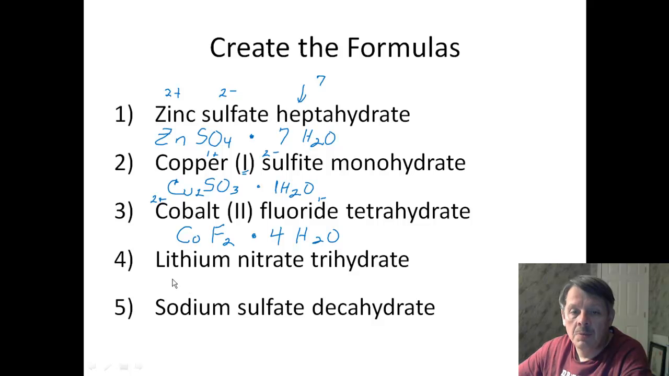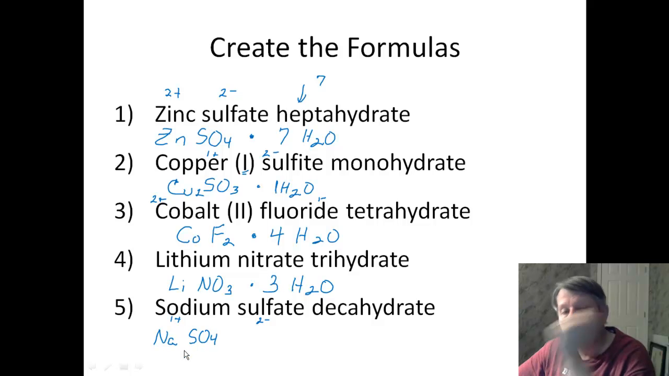Right, lithium nitrate. Lithium is Li, nitrate is NO3. Lithium is a +1, nitrate has a -1, so they cancel each other out. Times 3 waters. That's your trihydrate. And then sodium is Na, and sulfate is SO4. But SO4 has a 2- charge, and sodium has a 1+ charge. So when I crisscross them, I get Na2SO4. And deca is 10, so decahydrate is 10 waters.